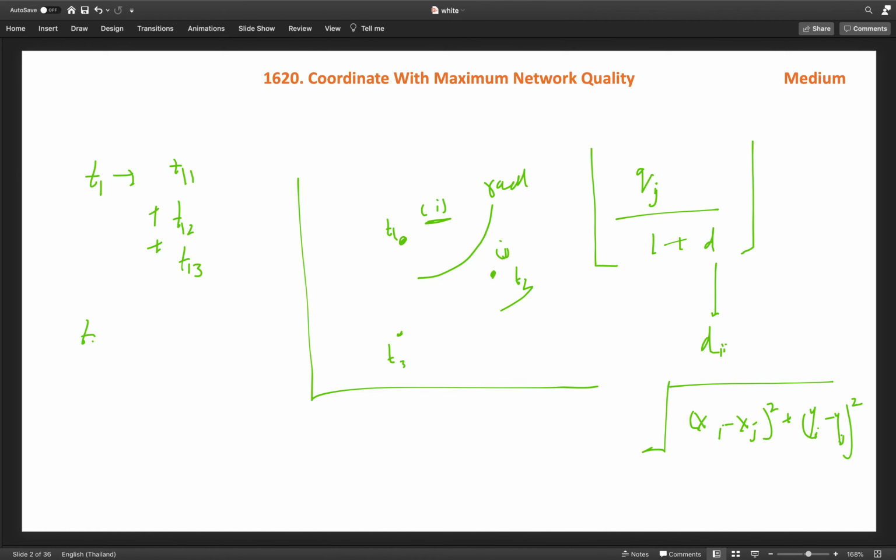Similarly, we will get the quality on tower 2 from the other towers. So this will be T2 plus T1 T2 plus T1 T3. So this way we will get the total quality. And also, before adding this quality, the quality formula is this one. Before adding this quality, we will check if it is inside the circle, the reachable circle, or not. So this is the way.